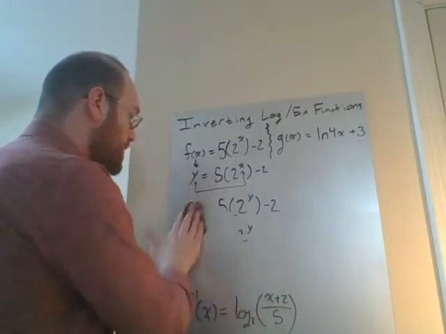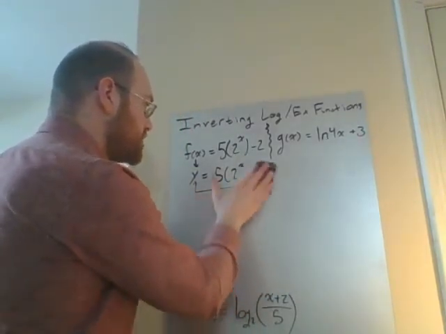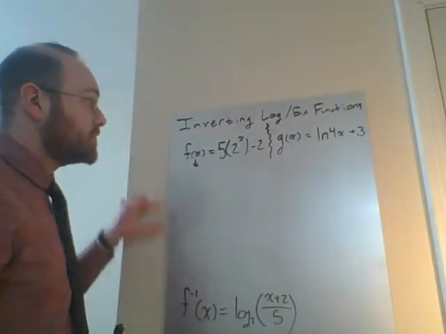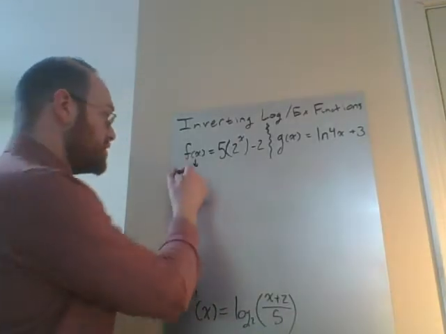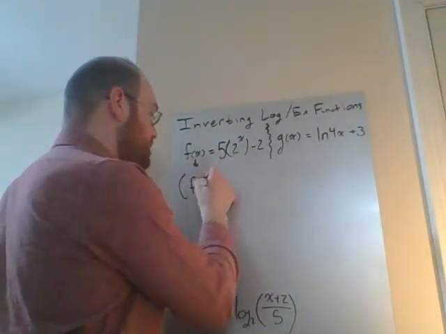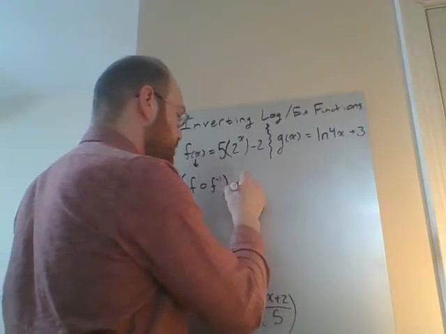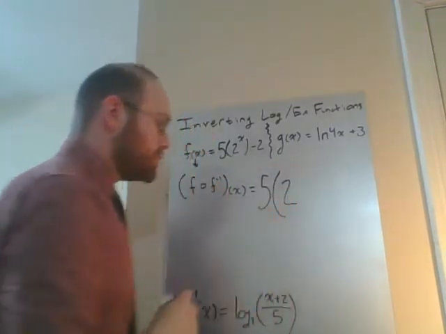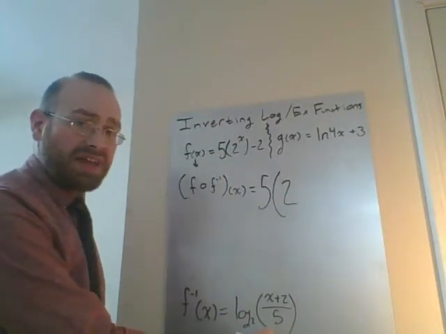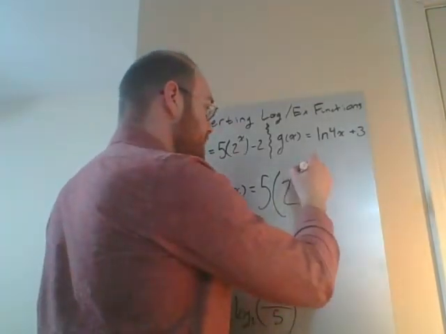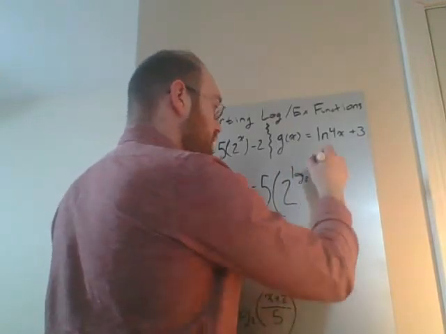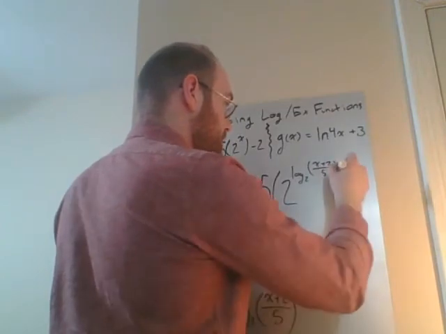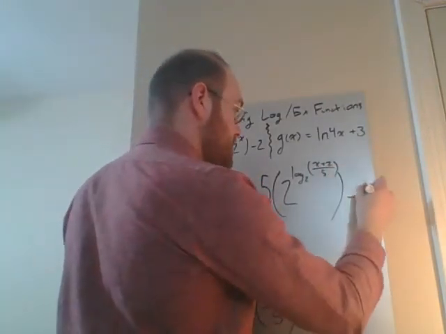So let's really quickly just show how we might verify this. And let's plug our inverse into our original function. So we have f composed with f inverse. And so this is going to be 5 times 2, but I have to put this whole thing as an exponent. So log base 2 of x plus 2 all divided by 5, and then we're subtracting 2.